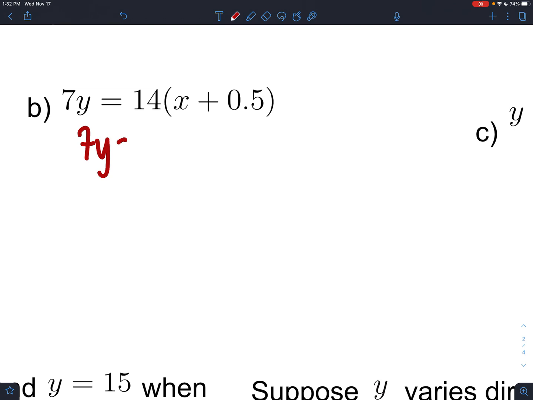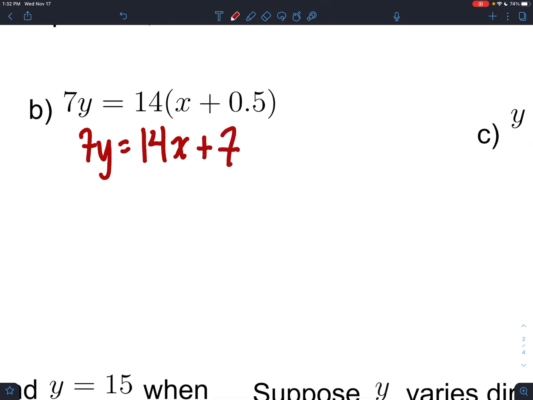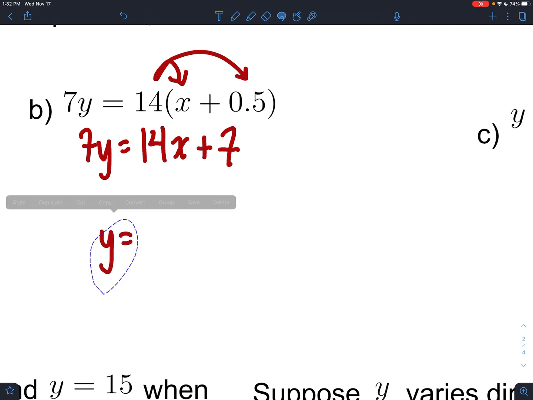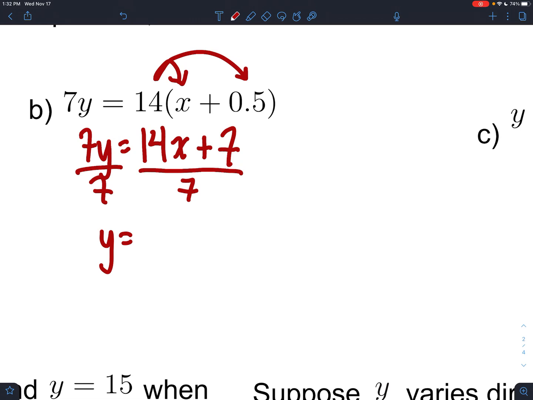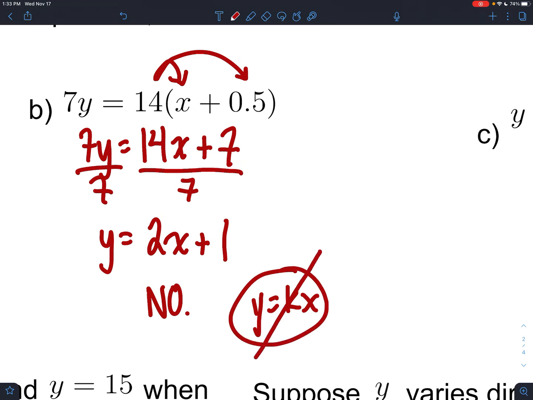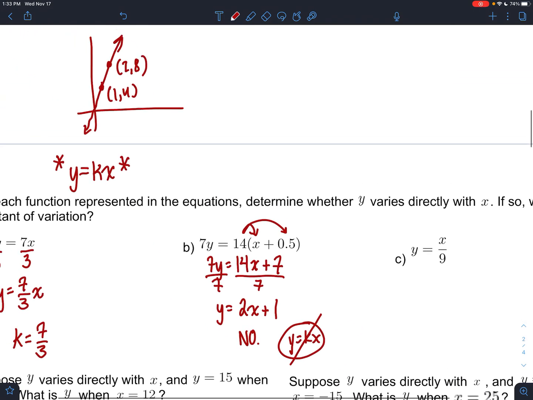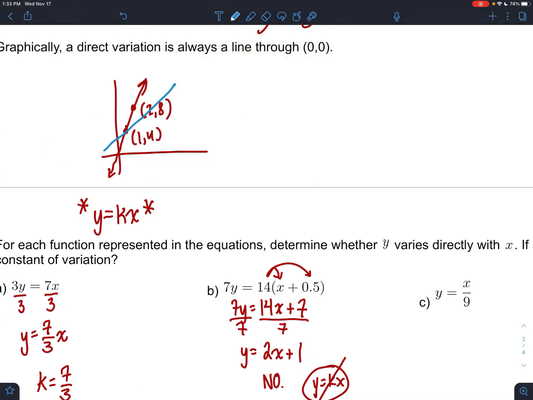Here, I need to solve for y, but I also don't want parentheses, so I have to distribute here. So distribute here, distribute here. It turns out that we can divide this whole thing by 7. We want to solve for y and see what the format is. So those few steps, and we get an equation, but it is not of the form y equals kx. It's got that +1, right? And that affects where it hits the y-axis, right? So this one that we just graphed might look something like this. You know, it doesn't hit the origin. It's a line. We'll talk about those next time too, but it doesn't hit the origin. So this is not a direct variation.